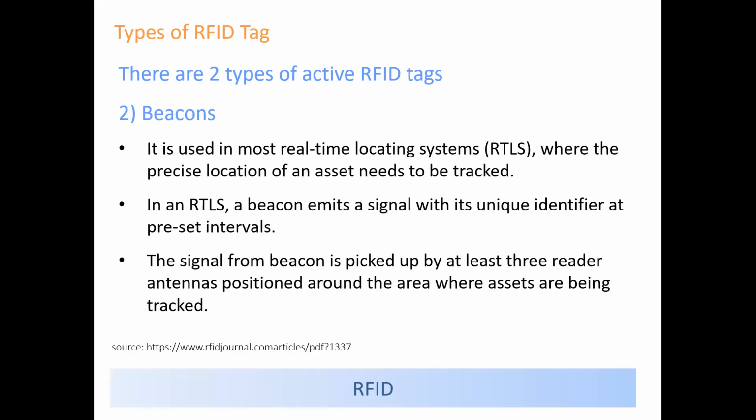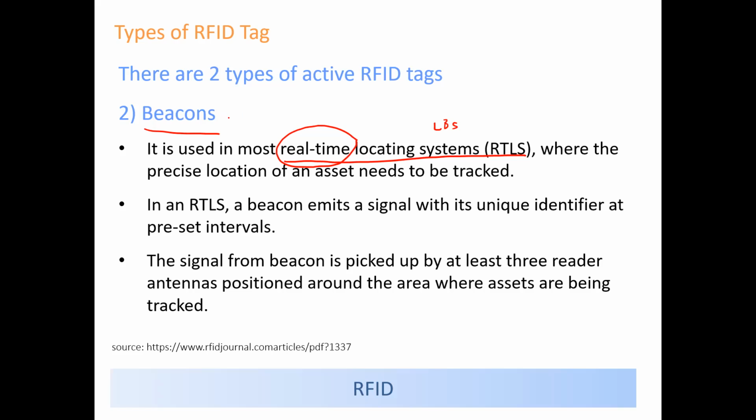All right, and the second one is called beacon. Beacon is an active RFID tag. It is used in what I called previously LBS, or sometimes it's called real-time locating system. Real-time means that you have to stay turned on every time. You need to send your information all the time, right?